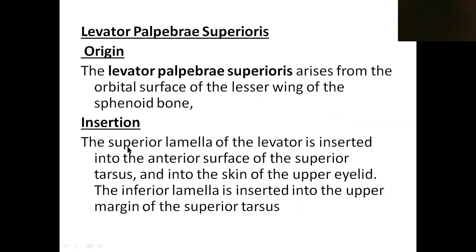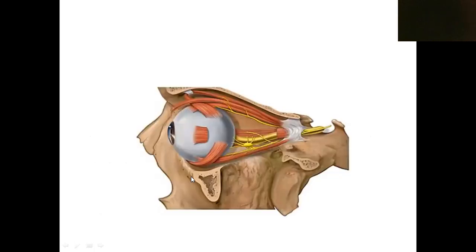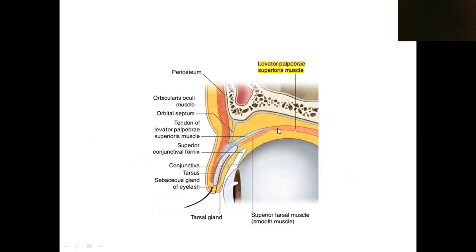And insertion. See, it is divided into superior lamina and inferior lamina. The inferior lamina is inserted into the upper margin of the superior tarsal plate, and the superior lamina is inserted into the anterior surface and the superior border of the superior tarsal plate. Now this one is the eyelid, and this is the tarsal plate. Tarsal plate means it's a piece of cartilage. In the upper eyelid we have the superior tarsal plate, and in the lower eyelid we have the inferior tarsal plate. So this is the superior tarsal plate.